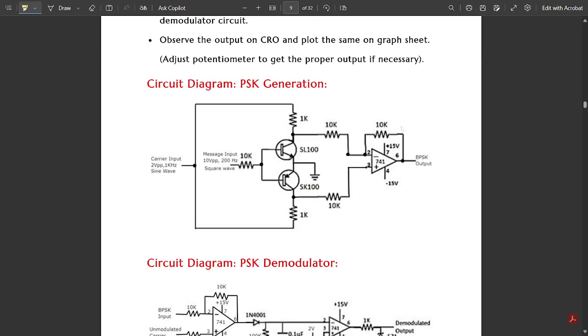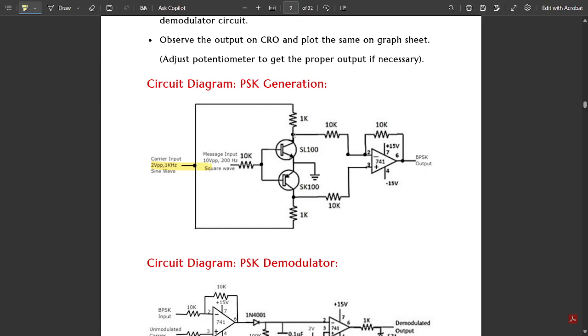Then the circuit diagram. In this PSK circuit diagram, we have a single carrier, and we are using two switches simultaneously. One transistor is SL100 and one transistor is SK100. When we use SL100, we get one carrier wave, a simple sinusoidal wave with a constant frequency, provided here as 2 volt peak to peak and 1 kilohertz. If we press this switch, the phase is changed. Phase reversal takes place. So we have one single carrier and one single message, which is given to the base.